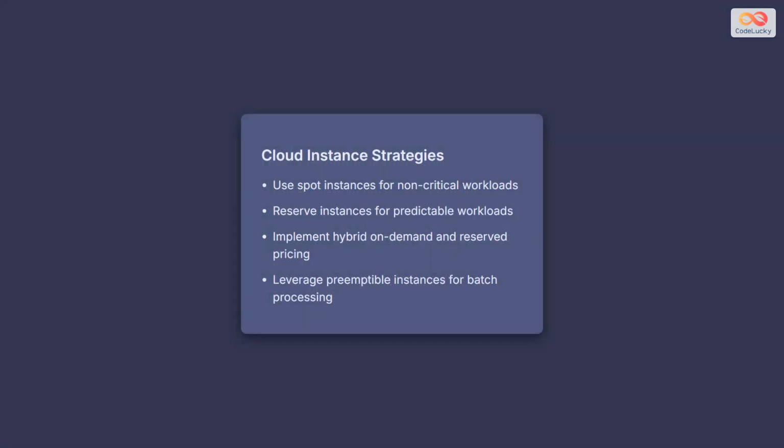Let's explore cloud instance strategies for cost optimization. First, use spot instances for non-critical workloads to leverage discounted pricing. Second, reserve instances for predictable workloads to secure long-term cost savings. Third, implement hybrid on-demand and reserved pricing for flexible cost management. Finally, leverage preemptible instances for batch processing to take advantage of lower rates.